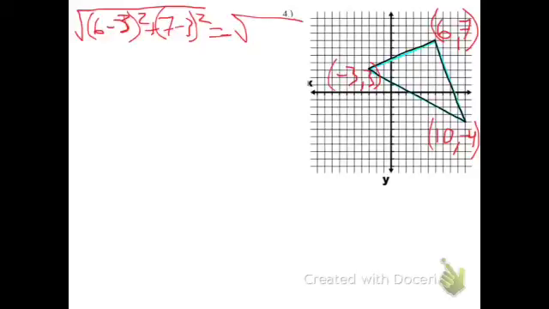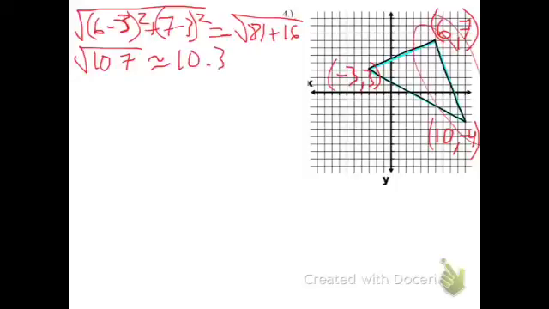6 minus negative 3 is 9. Square that, you get 81. 3 minus 7 is 4. Square that, you get 16. If you add those two together, you're looking at 97. Oh, that's 107, sorry, my bad. And if you approximate that, 107 square rooted is approximately 10.3.